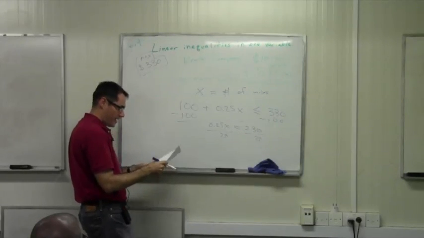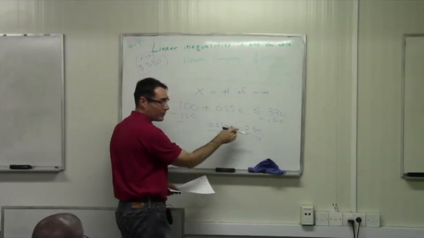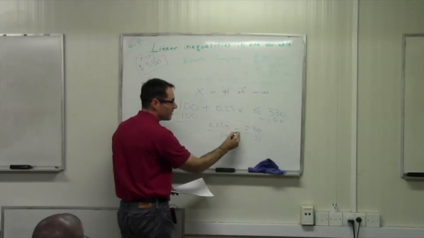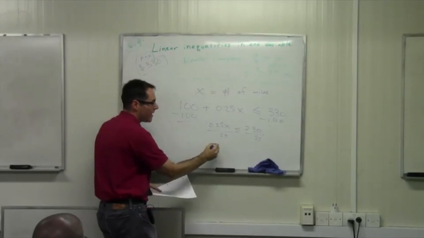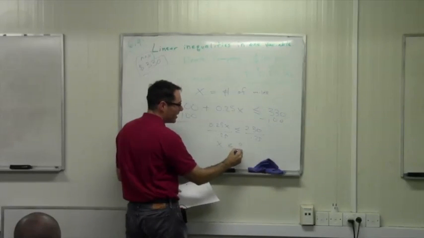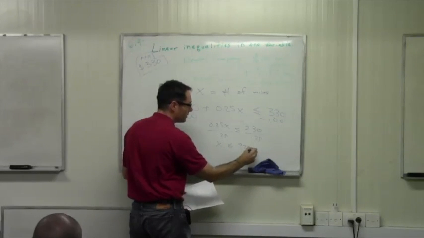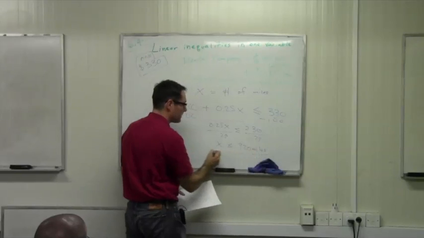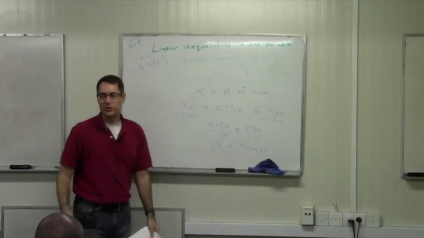Oops, I wrote it wrong there. I said an equals, so I forgot, it's still less than or equal to. And now we have x is less than or equal to 920 miles.